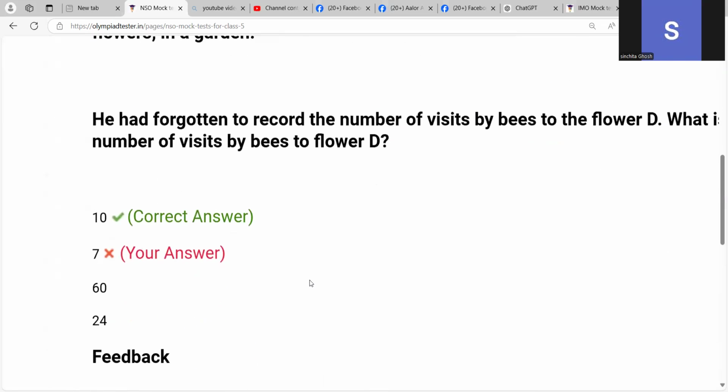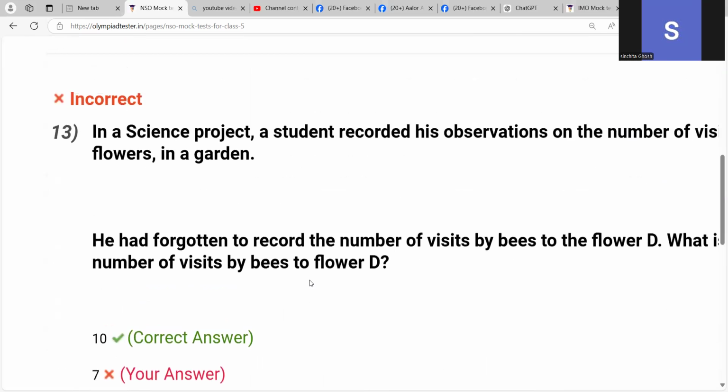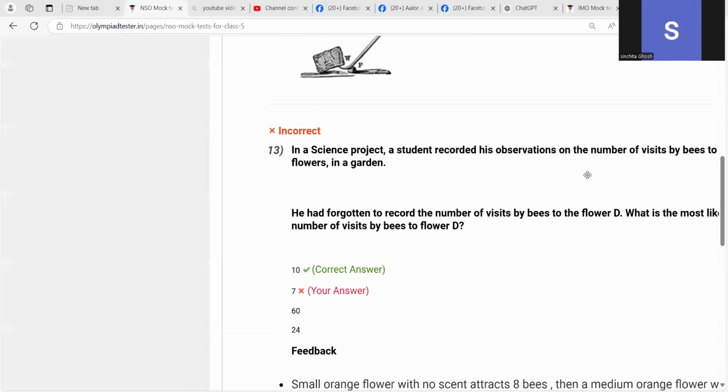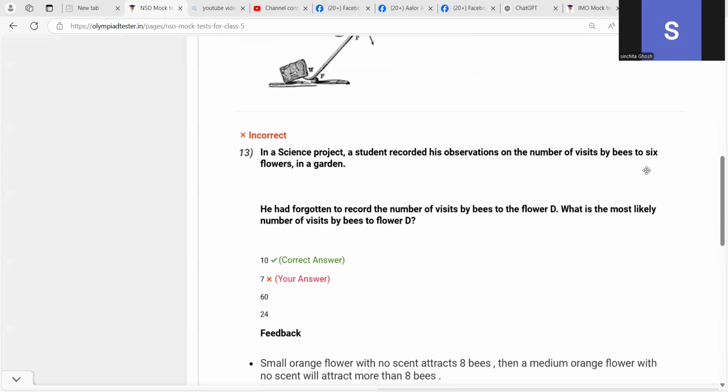This is done. Again, number 13 is wrong. In a science project, a student recorded his observations on the number of visits by bees to the flowers in a garden. He had forgotten to record the number of visits by bees to flower D. What is the most likely number of visits by bees to flower D? Your answer was 7. It will be 10. Why?